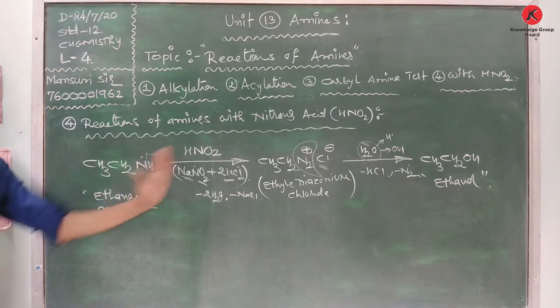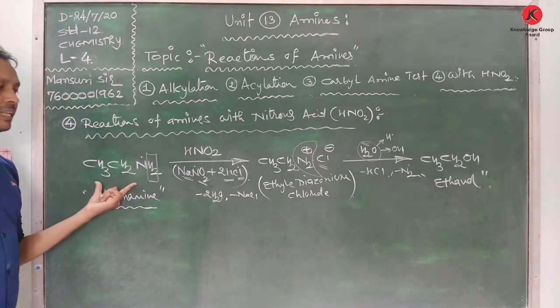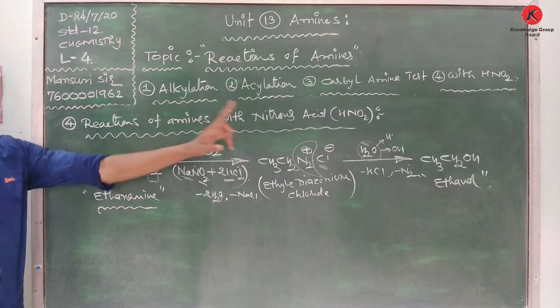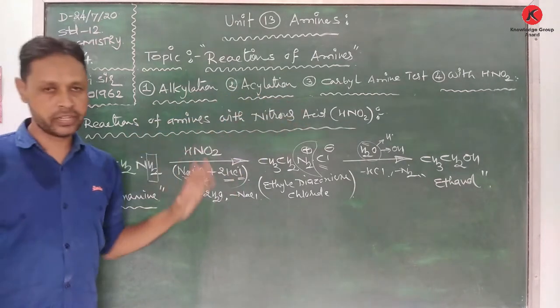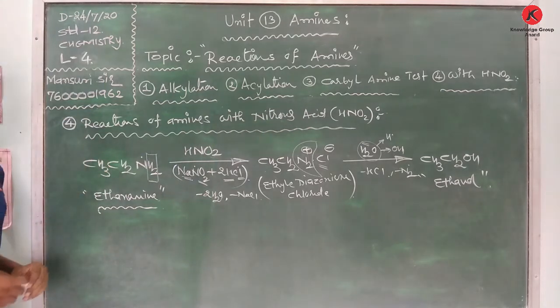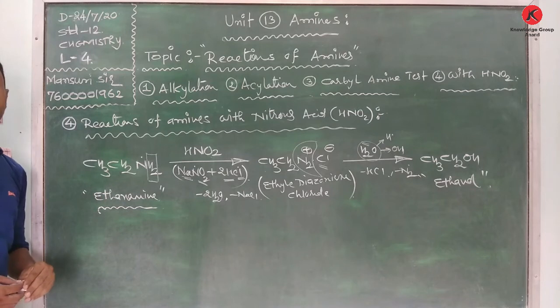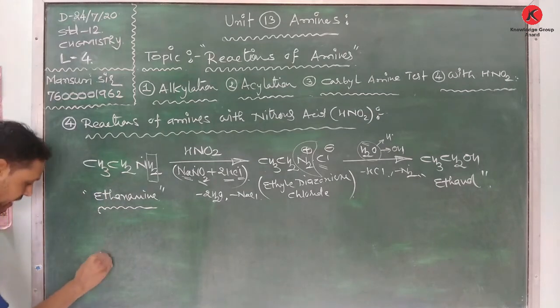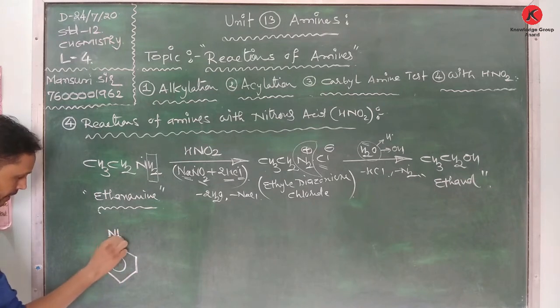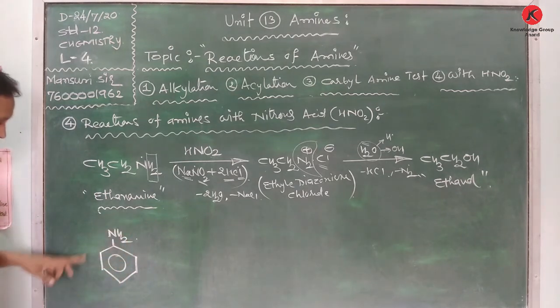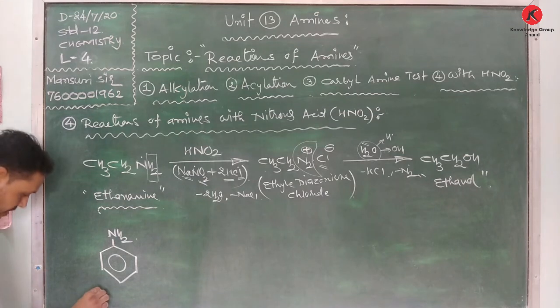This was a primary amine. Now a primary amine is converted to alcohol by using nitrous acid and water. So this was about the alkane amine. Now we are moving to the aromatic amine, benzene amine. Here NH2 is attached to the benzene, that is why this is benzene amine, or in other words aniline.